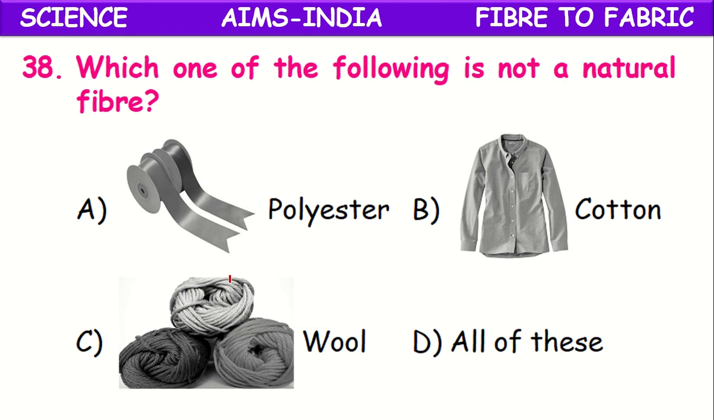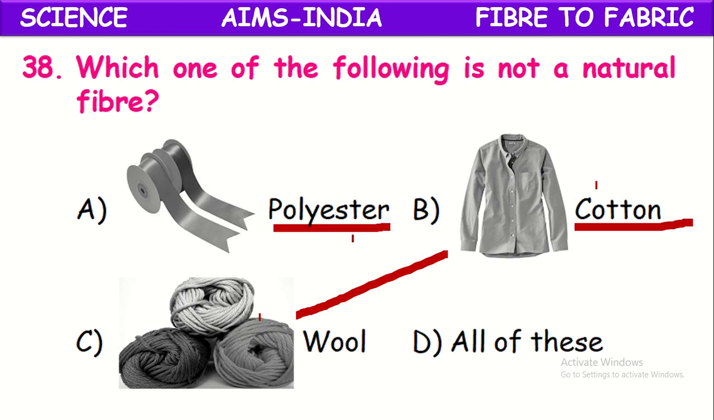Next, which one of the following is not a natural fiber? See here, certain fibers are mentioned: cotton, wool. These two are obtained from natural sources. Wool is obtained from the hair of certain animals, so it is called animal fiber. Cotton is obtained from the plants, so it is a plant fiber or natural fiber. These two are natural fibers. But if you see polyester, it is a man-made fiber. It is not from the natural sources, so it is not a natural fiber.